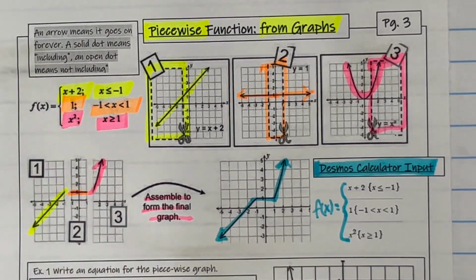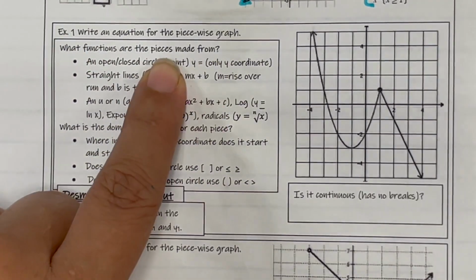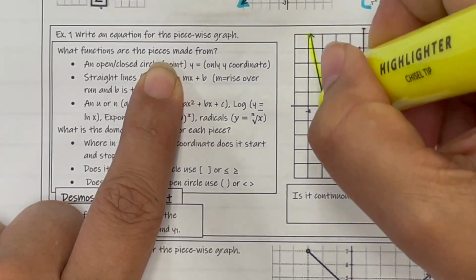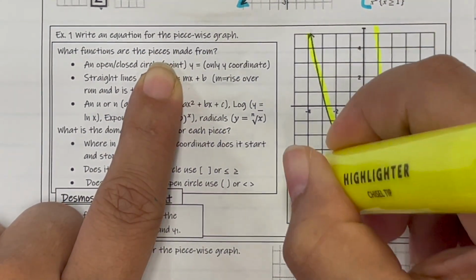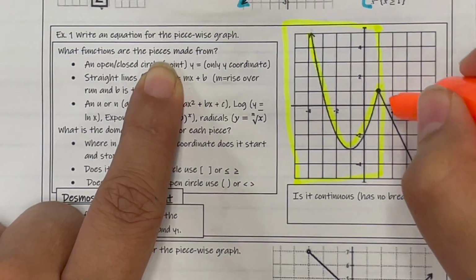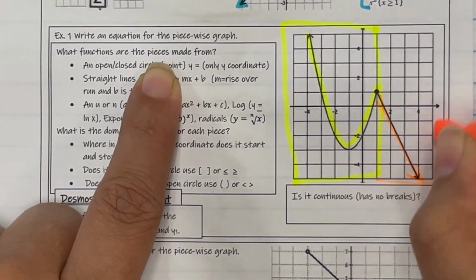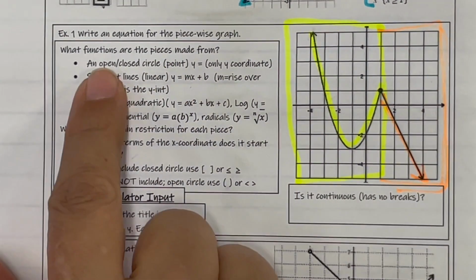So again, break it down into pieces. So what pieces do you see? I see a quadratic. So here's part of a quadratic. Then what's my domain restriction? So it's only there. That's where the quadratic exists. Then I see a sloped line, which is from here, and again, mark your domain restrictions.